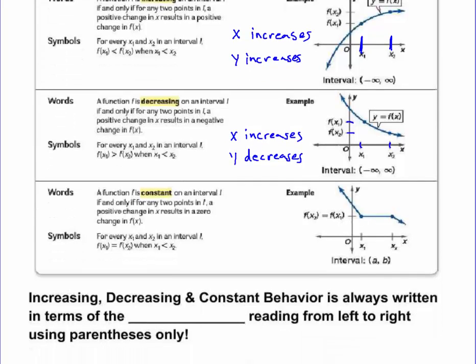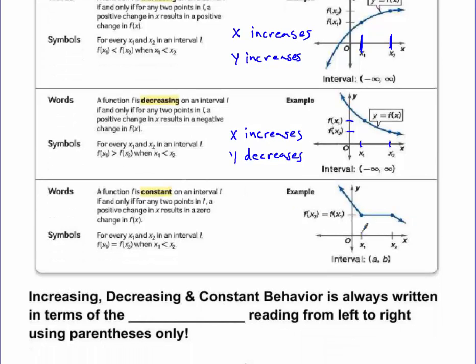And the last one, constant, which is what's happening in this picture from x1 to x2. Constant means it's kind of just like a flat line. It's not going up, it's not going down. So constant is x increases, y stays the same.